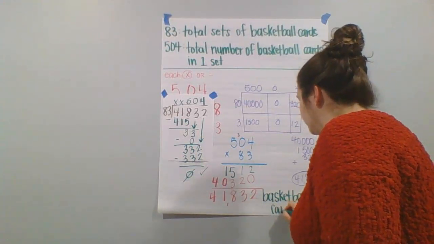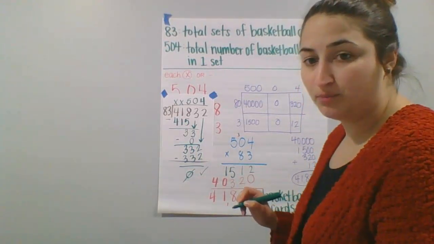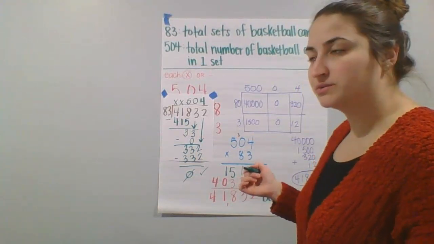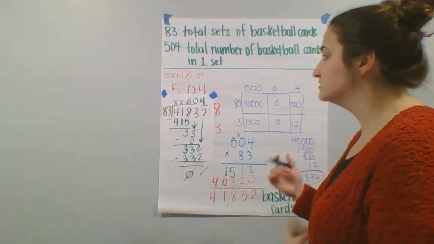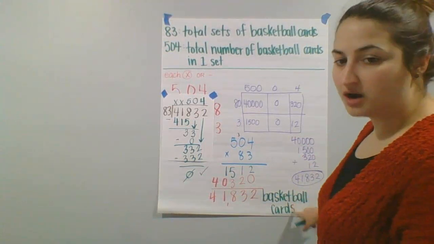Basketball cards is our unit, which is super important. We want to know, are we talking about apples? Are we talking about oranges? Are we talking about trucks or trains? We're talking about basketball cards.